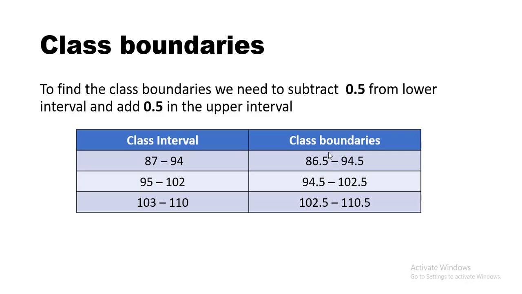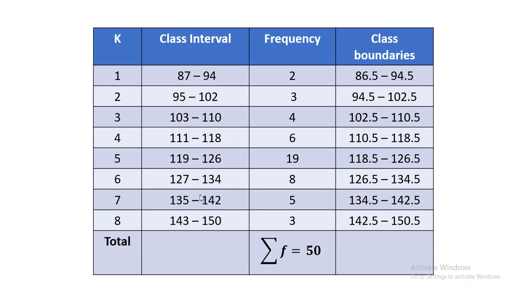We need to calculate class boundaries for all the intervals. Now for 95 and 102 we're going to do the same thing. We subtract 0.5 from the lower interval and add 0.5 to the upper interval. And this is what the final chart is: in this chart we have classes, intervals, frequency, and then the class boundaries. As you can see, because of these boundaries, the ending and starting position of two classes are now the same. This is what the boundaries do. They make the intervals continuous.